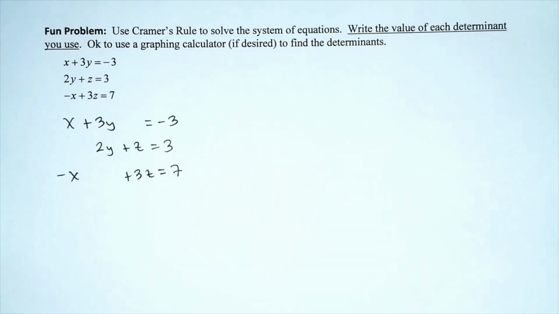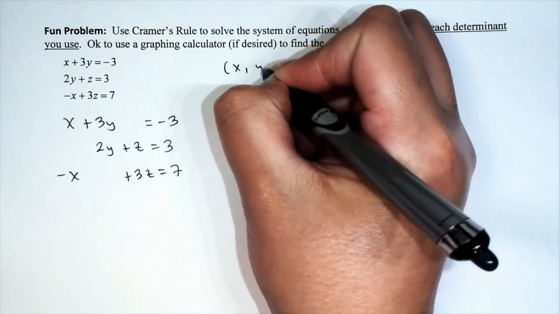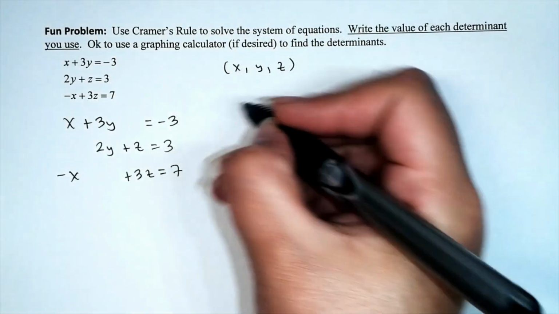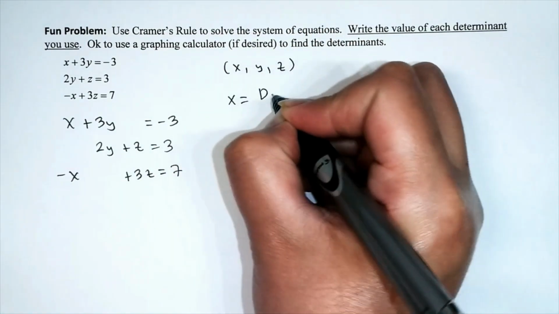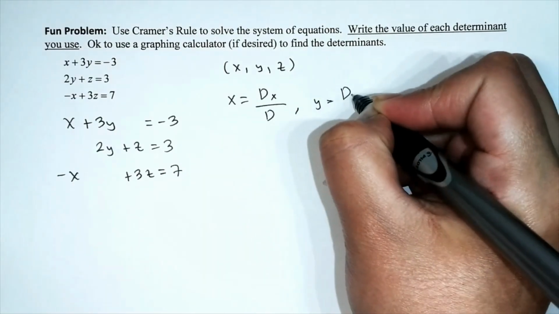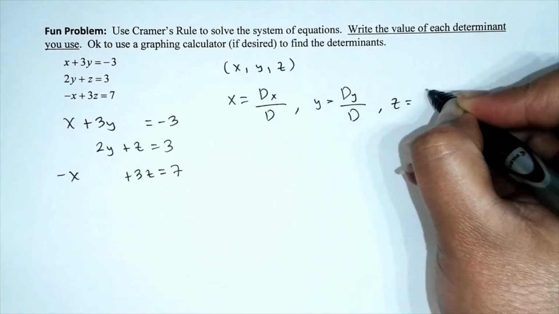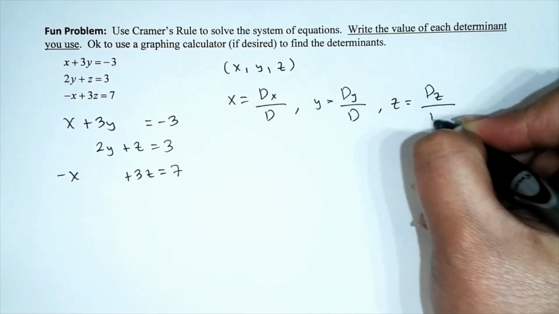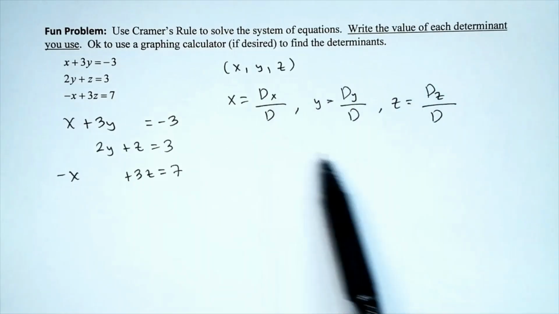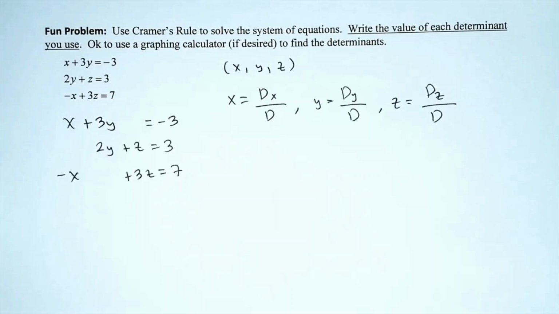We have a system in 3 variables, so if the system has a solution, it would be the ordered triple x, y, z, where x is found by finding dx and dividing it by d, y is found by finding dy and dividing it by d, and z is found by, you guessed it, finding dz divided by d, where all of these are determinants of certain matrices. Now I'm going to do the setup, and then I'm going to give you the answers.